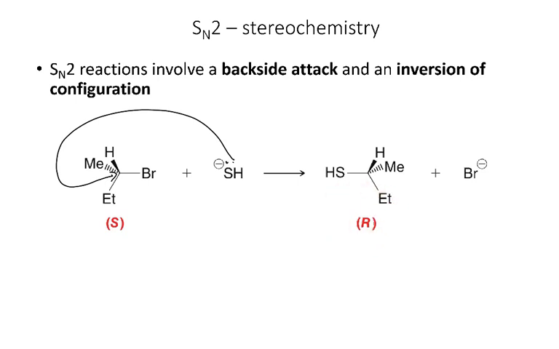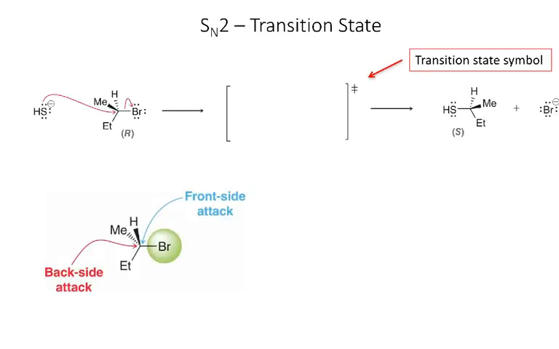If it started out as R, it would have ended up as S because of this backside attack and the inversion of configuration. I think it's helpful to think about what the transition state looks like for an SN2 reaction. So remember that in an SN2 reaction, we have backside attack. So the nucleophile attacks from the opposite side of the carbon atom that the halogen resides on, right? And so it does not attack via a front side attack.